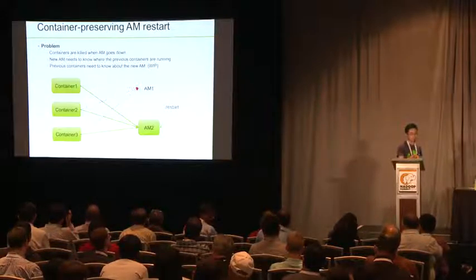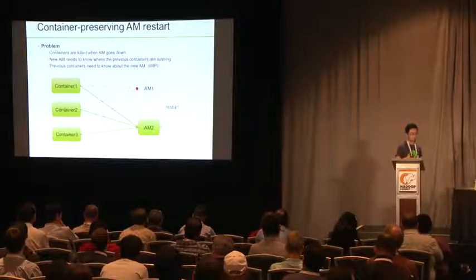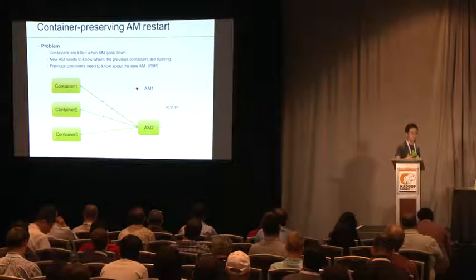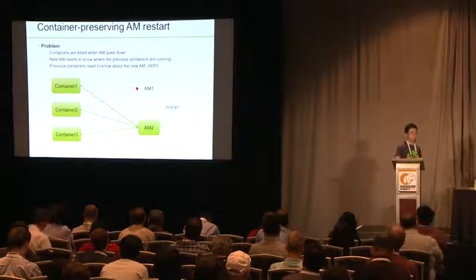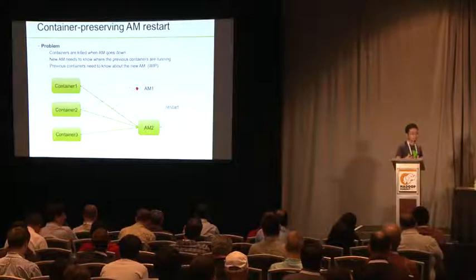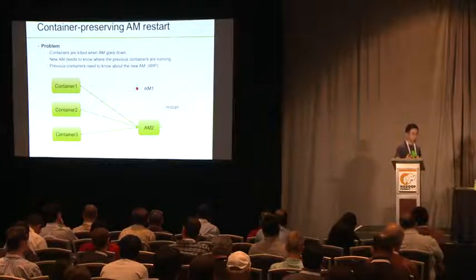So let's say this graph shows how this works. Containers 1, 2, 3 belong to the previous AM, and if the AM just shuts down itself, the next AM will come back up and get those previously running containers from the resource manager, and this is done by the registration protocol. So these containers will be returned to the AM when the new AM registers with the RM.